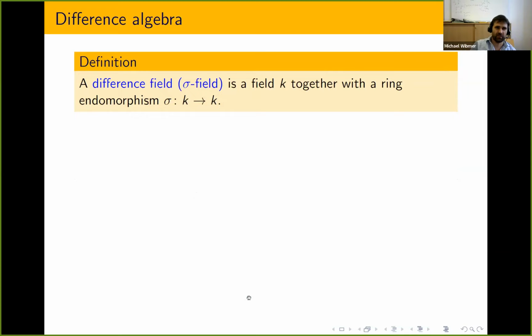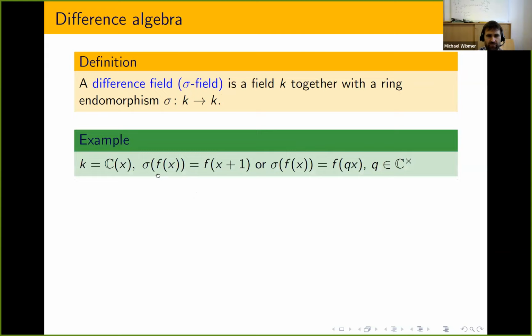Okay, a difference field is also what you think it is. It's just a field together with a ring endomorphism. So a difference field is just a difference ring such that the underlying ring is a field. A typical example would be the field of rational functions. And so throughout the talk now, this little k will always be a difference field. So rational functions, again, with those same two operations we had before, either you're shifting or you're multiplying the variable with a non-zero complex number q.